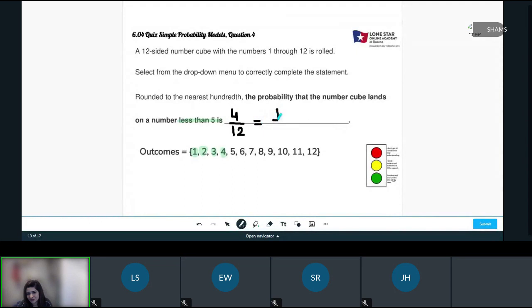And a third is a benchmark fraction, right? A third is 0.3 repeating. So in the hundredths place, 2 decimal places, it's going to be 3 repeating, right? 0.33.